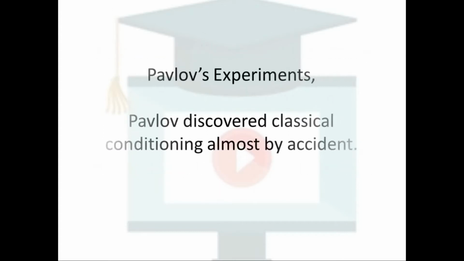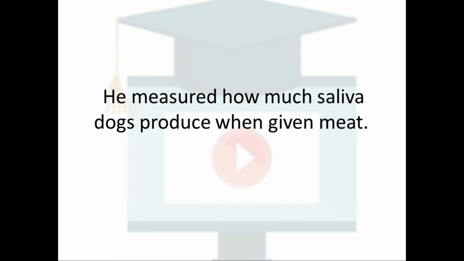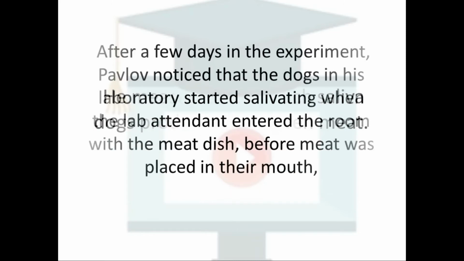Pavlov's experiments. Pavlov discovered classical conditioning almost by accident. Originally, he wanted to study the role of salivation in digestion. He measured how much saliva dogs produce when given meat.